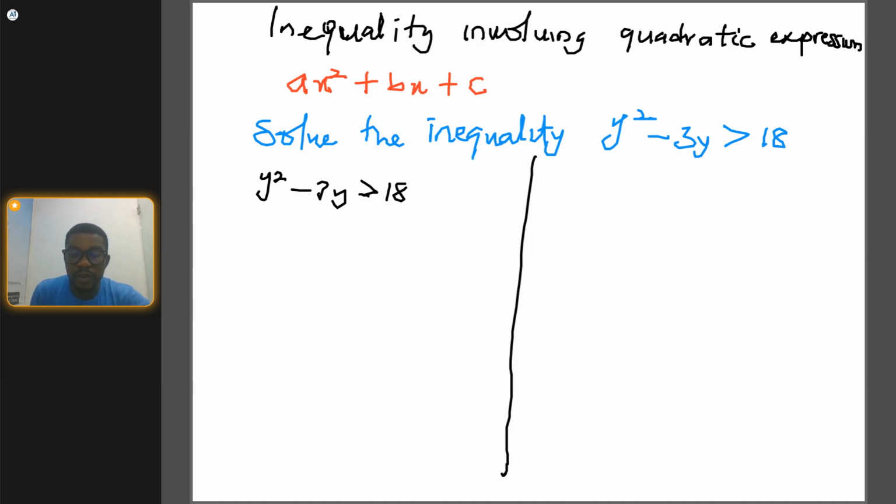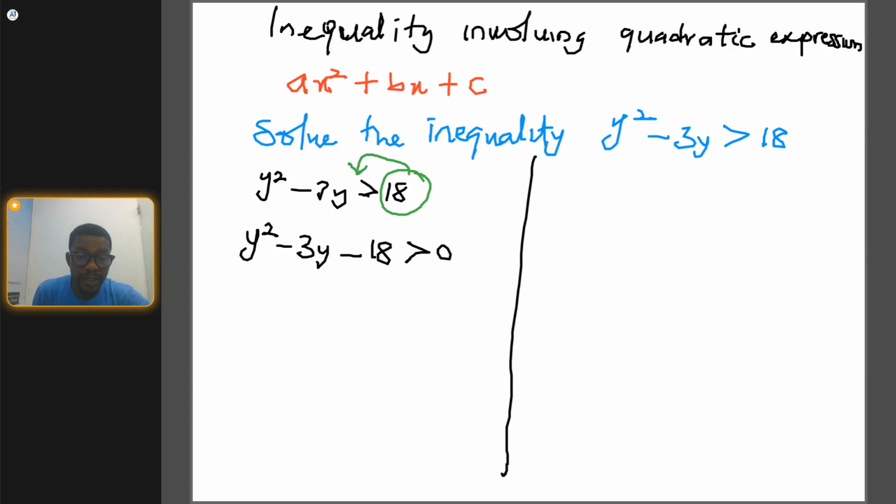Now what we need to do is to collect the like terms, just like we are solving a normal quadratic expression. If this guy moves inside, we are going to have minus 18. That is y squared minus 3y minus 18 is greater than 0. All right. Now we need to solve this quadratic expression.